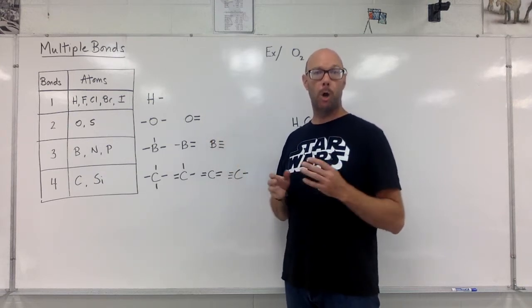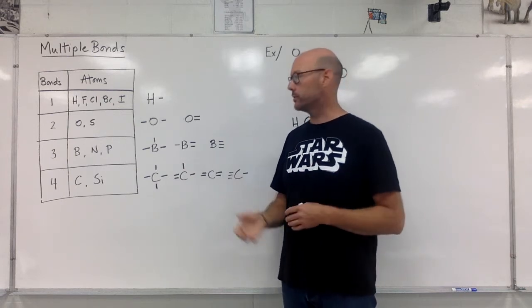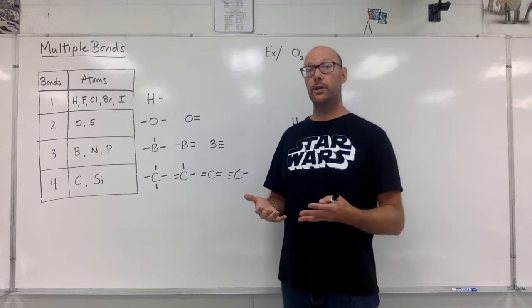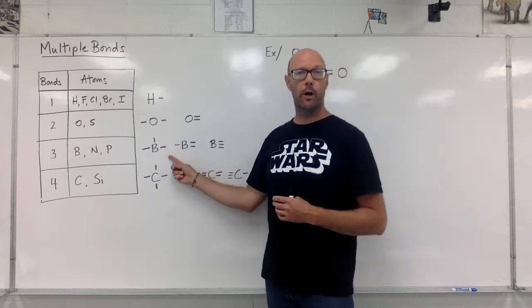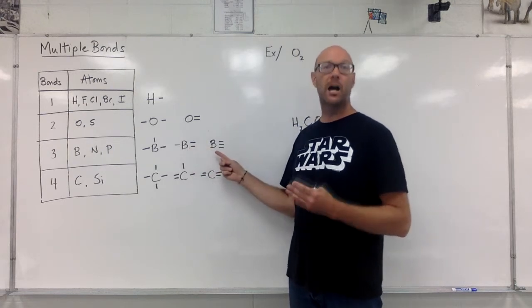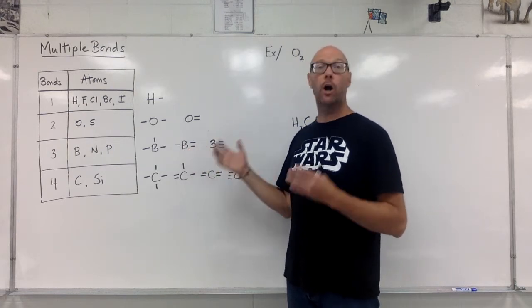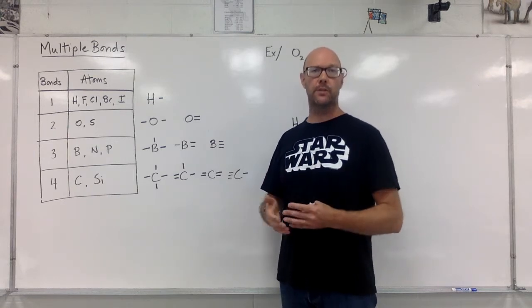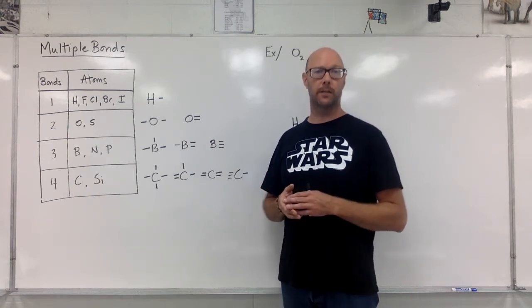With three bonding electrons and forming three bonds are boron, nitrogen, and phosphorus. Now, depending on the situation, we might have three single bonds, a single bond and a double bond, or even a triple bond. All of those are three bonds. Anytime we're drawing boron, nitrogen, or phosphorus, there must be three bonds touching it.